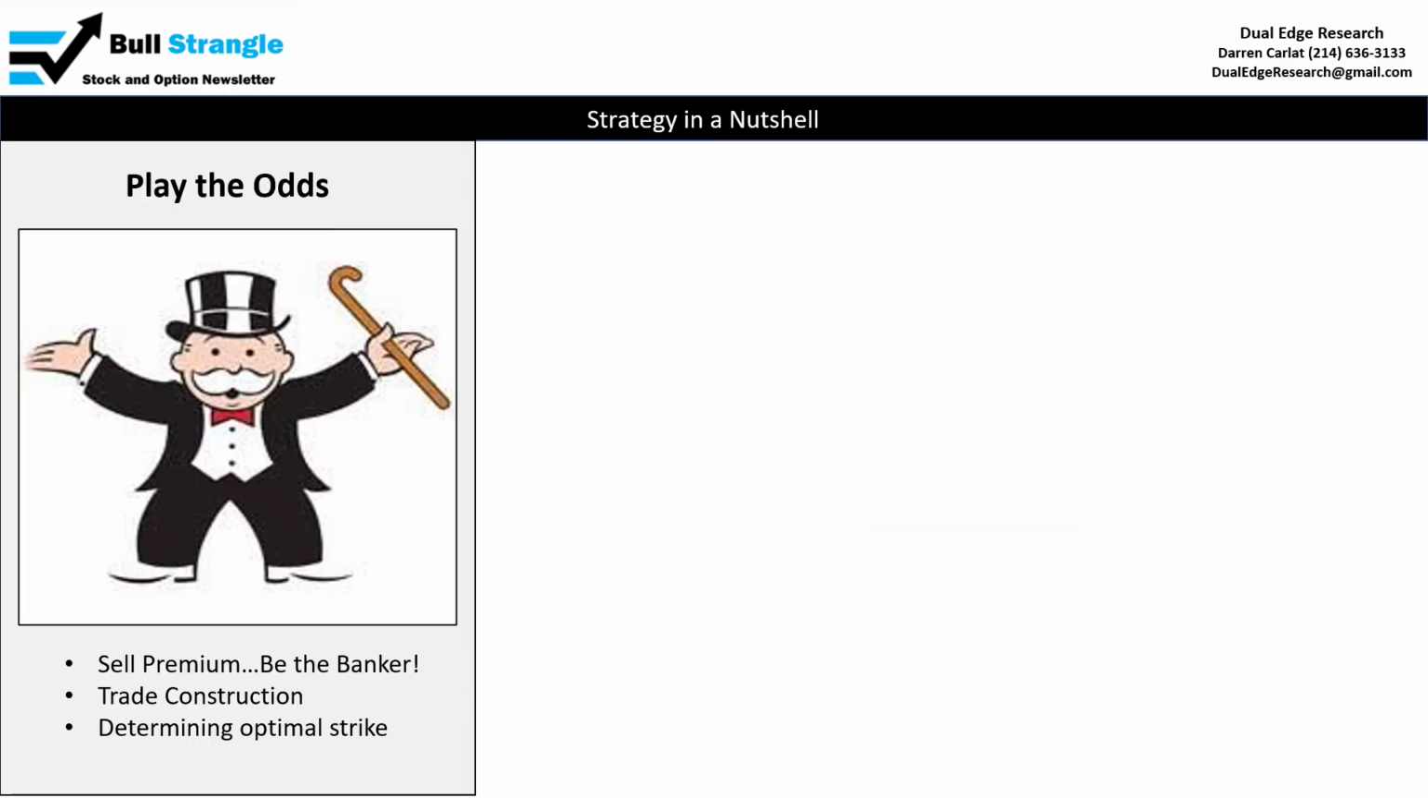All right, for video number 2, we're going to break this topic down into basically 3 parts. The first is playing the odds. And as we talked about, and this will just be a quick review, we're going to sell premium, right? We're going to be the banker, be the casino, however you want to put it. We're going to talk about how to construct a trade, and then we'll talk a little bit about determining the optimal strike price.